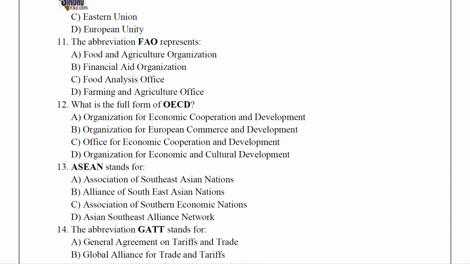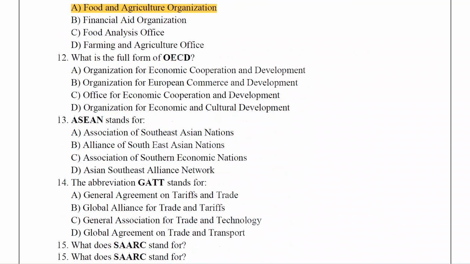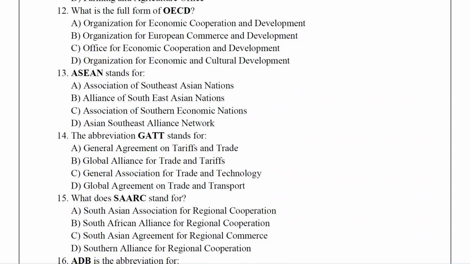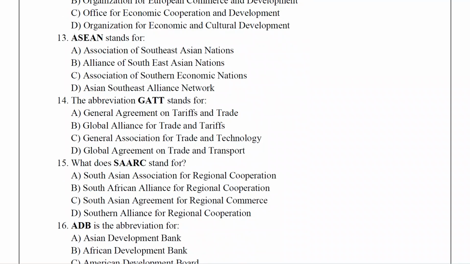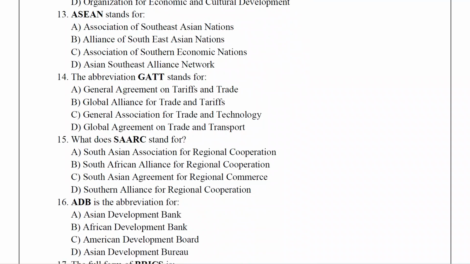The abbreviation FAO represents Food and Agricultural Organization. What is the full form of OECD? Organization of Economic Cooperation and Development. Next, ASEAN stands for Association of Southeast Asian Nations.